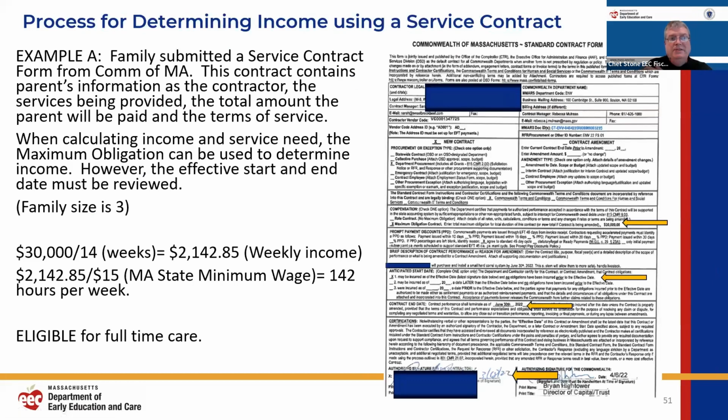Okay, this is the process for determining income when using a service contract. In this example, a family comes in, they submit a service contract, and in this case, is a contract with the Commonwealth of Massachusetts. The contract contains the parent's information as the contractor, the services that are being provided, the total amount the parent will be paid, and the terms of service. So when calculating income using this form in the service need time, the maximum obligation amount can be used to determine what their income is.